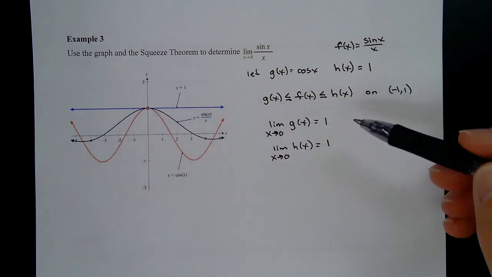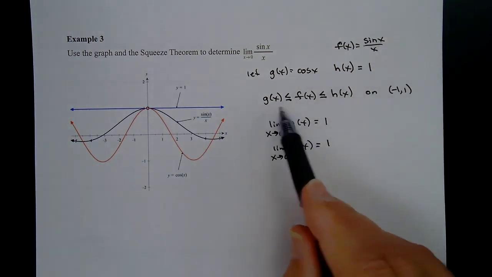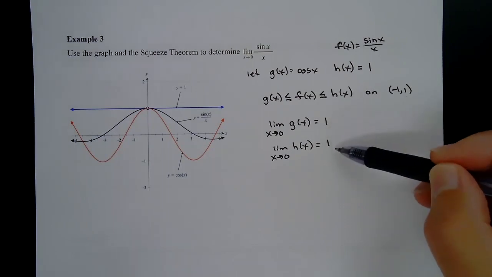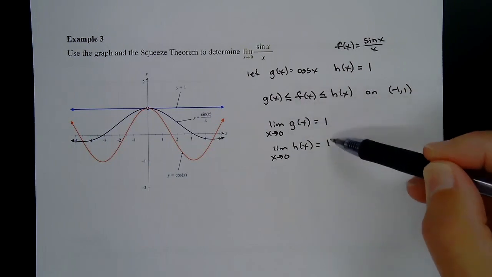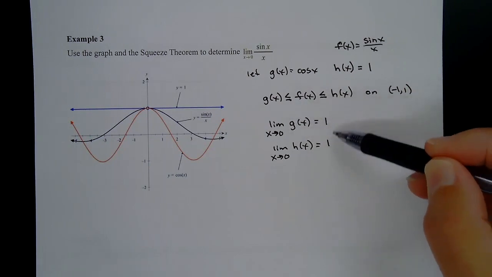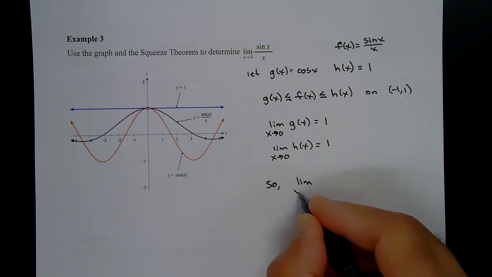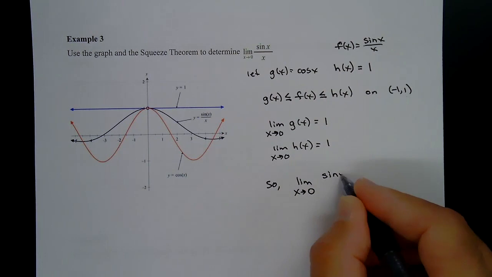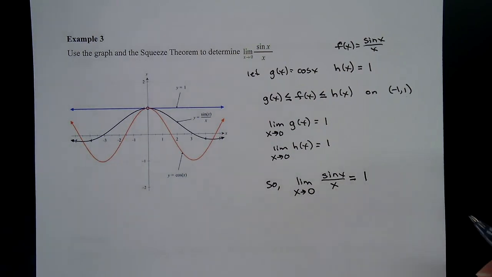So since this f of x, equal to sine x over x, is sandwiched in between these, and the two outside limits are both equal to 1, the limit of the inside function must be the same. So the limit as x approaches 0 of sine x over x is equal to 1.